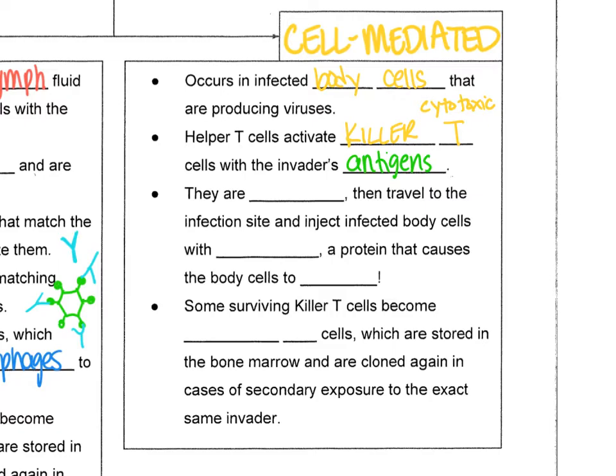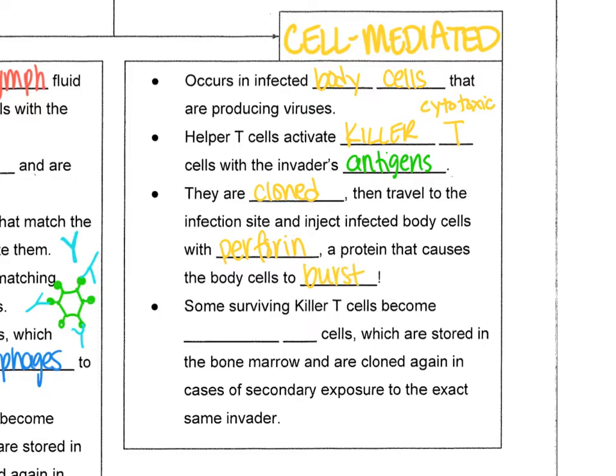Now these killer T cells, once they're activated, they can be cloned, just like the plasma B cells. So we want to make more and more copies of them. And then these killer T cells travel through the body to the infection site, and they inject the infected body cells with a protein called perforin. So perforin is basically like a bullet. It's a protein that causes the body cells to explode or burst, which is pretty cool.